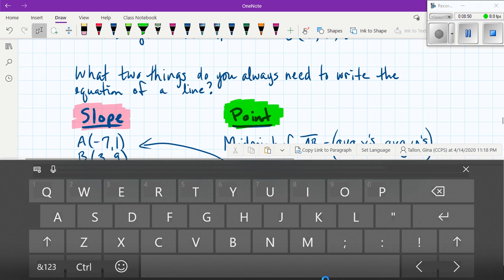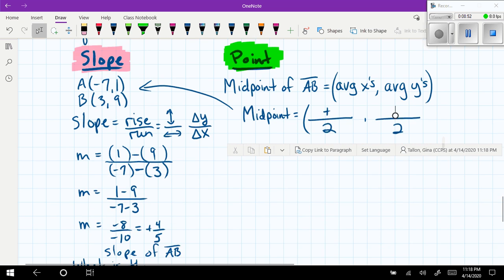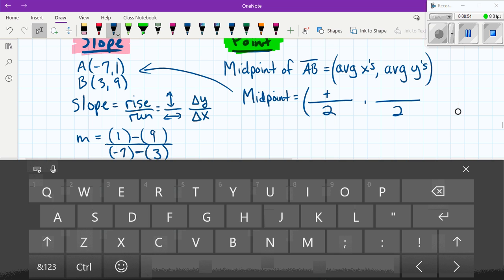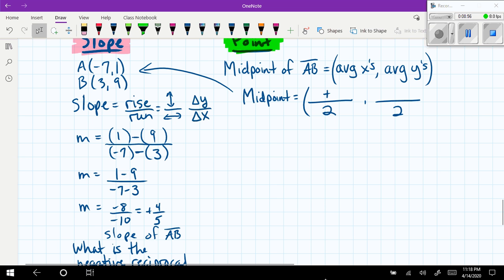I don't know why this is doing this on me. Okay, there we go. Add up the y's and divide by 2. Very good. I think what happened was my hand was touching the bottom of my screen, so I had to move it up a little bit.